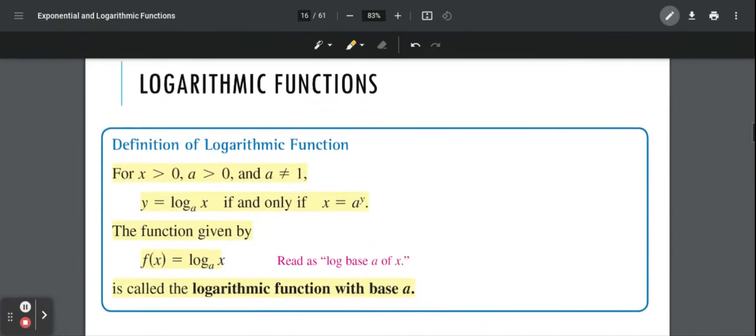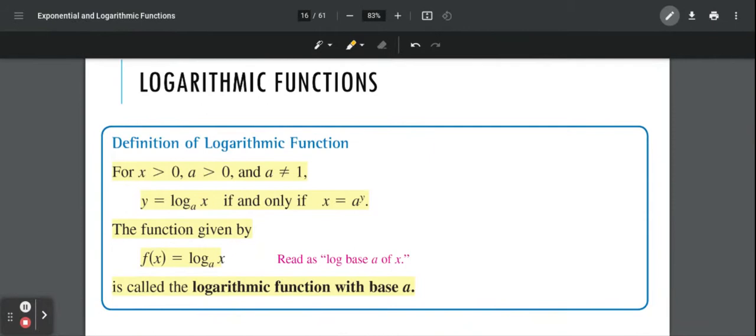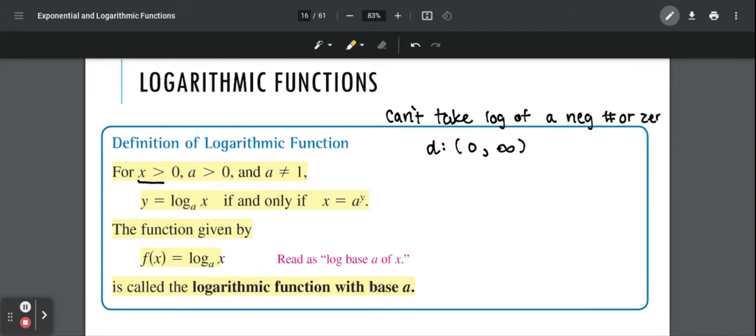So first, in just the general logarithmic functions with base a, couple things here. X has to be greater than 0. So we'll get to this in a little bit, but the domain of your logarithmic functions is always 0 to infinity. You can't take the log of a negative number or 0. And then the base of your log will also be greater than 0, so that will always be positive as well.